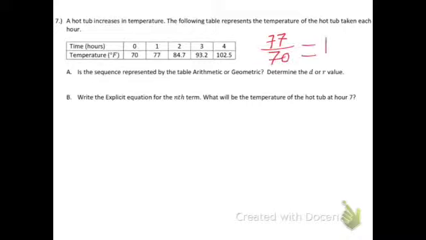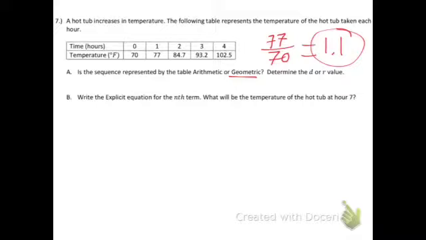And I get 1.1. And you can test that out with any of the other 2 consecutive terms, and you actually get the same thing. And so this one has a common ratio of 1.1, and it is geometric. It's definitely not arithmetic because it's not adding the same number every time. It's geometric because it's multiplying by the same number every time.